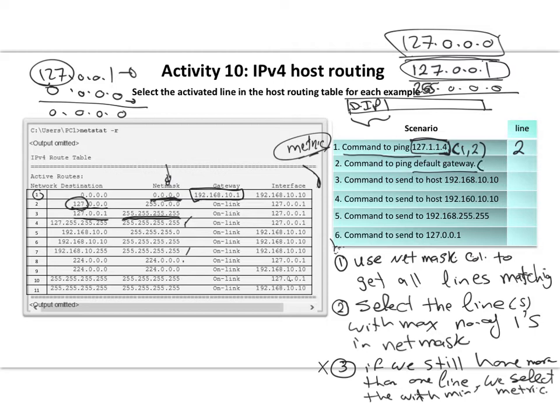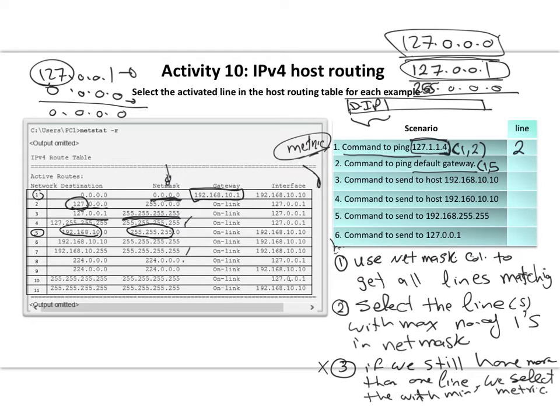So this is the destination IP address that I want to find a match for. Without doing any operation, line 1 matches, so we don't have to do anything regarding that. Of course, line 2, line 3, line 4, they don't match. Line 5 requires matching of the first 3 bytes. And the first 3 bytes here are 192.168.10. Yes, there is a match. So line 5 matches.